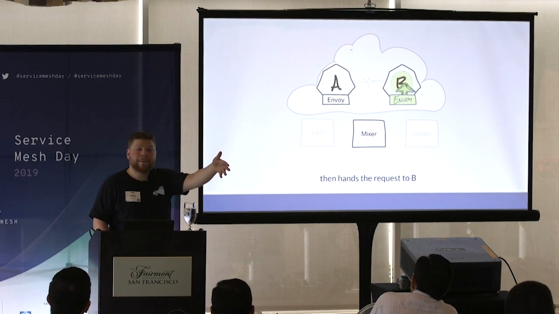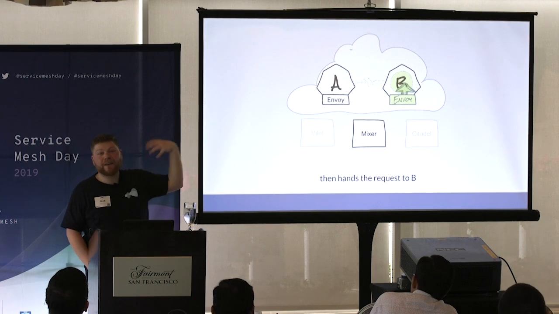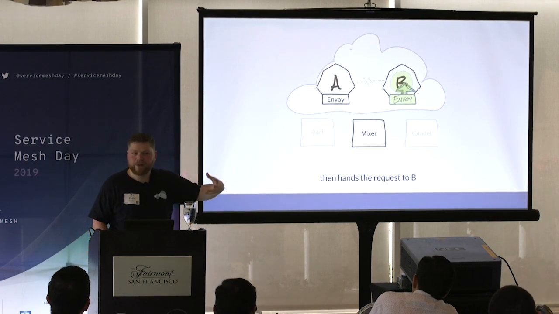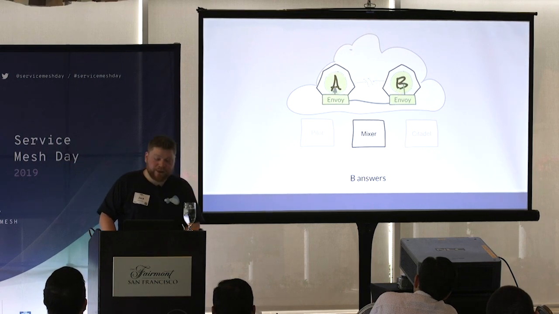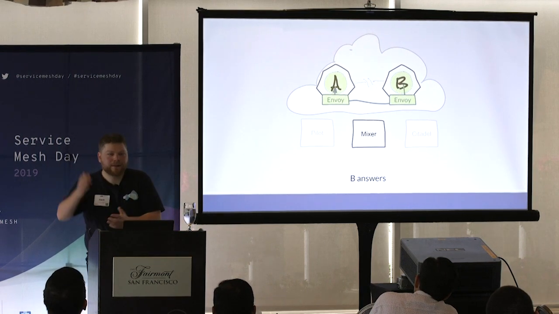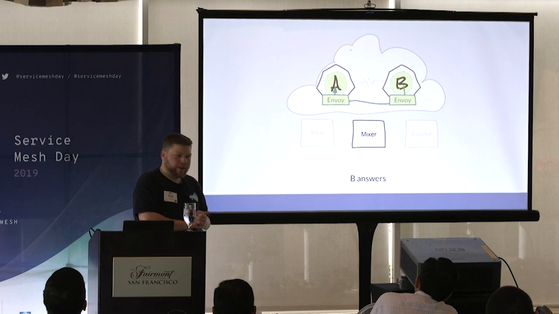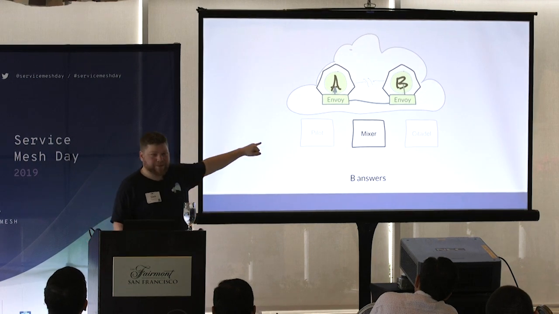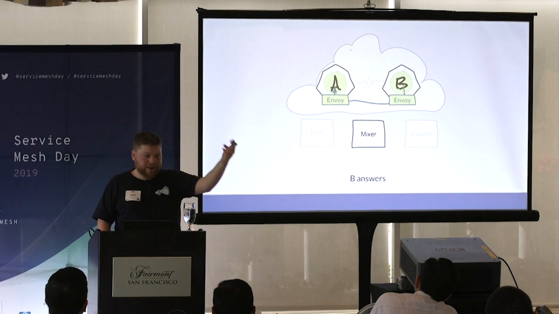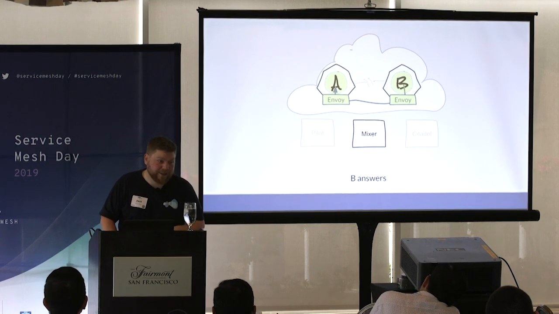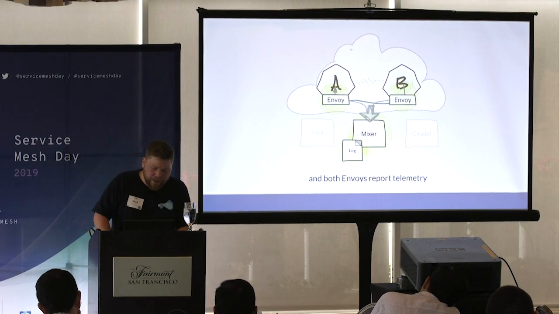Then Envoy will forward that back into B. B will do whatever work it needs to do to assemble the answer. This can call other services, whatever it is. And eventually B prepares a response. It sends it back over the network. Again, Envoy intercepts that response, forwards it back to the client that requested it, and that client Envoy then forwards it back into the destination application.